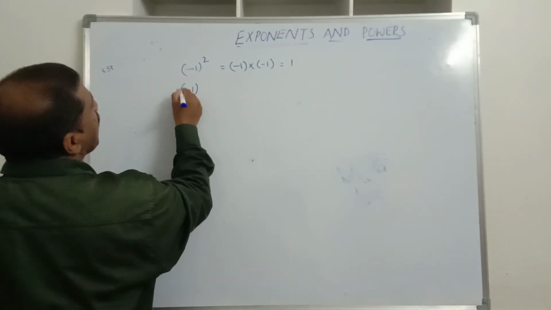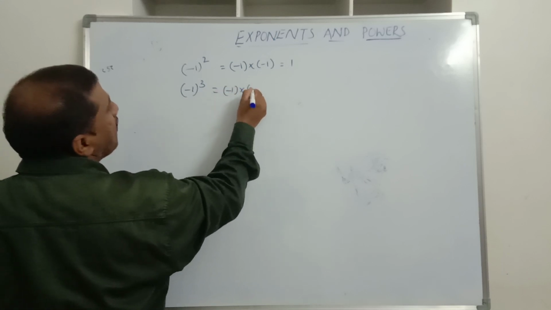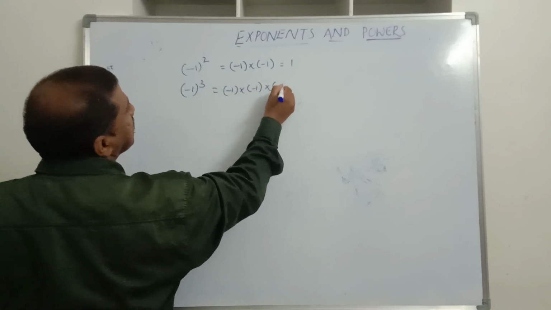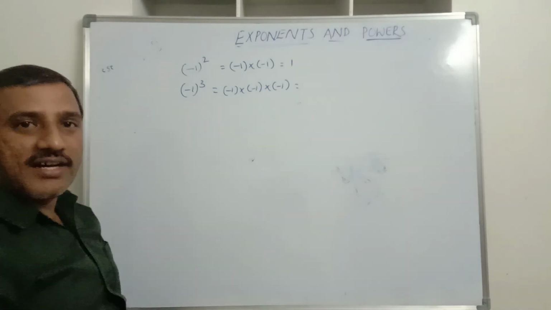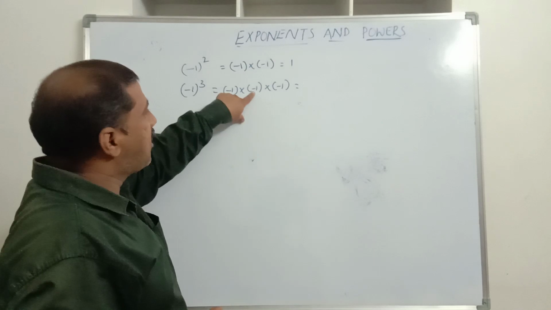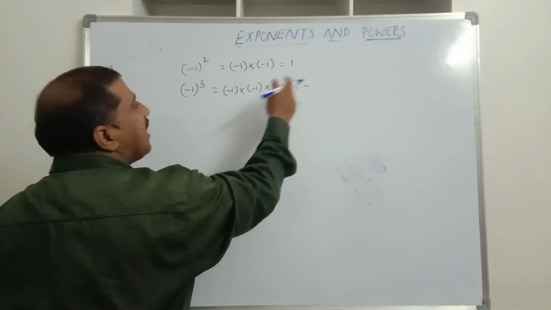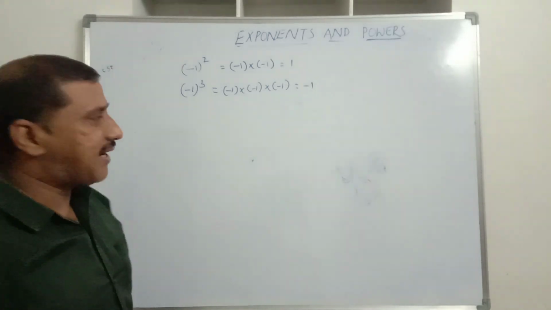Minus 1 whole cubed. Minus 1 whole cubed means minus 1 into minus 1 into minus 1. The first step is to multiply the arithmetic signs. Minus into minus is plus, plus into minus is minus. Then 1 into 1 is 1, 1 into 1 is 1. We will get minus 1.